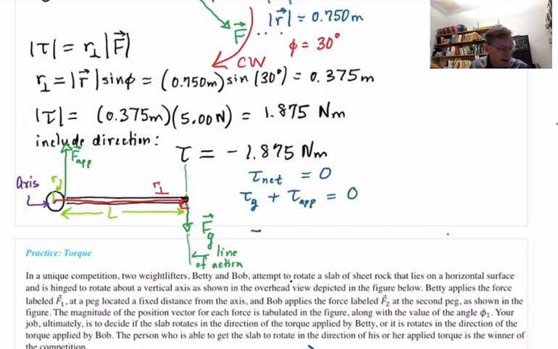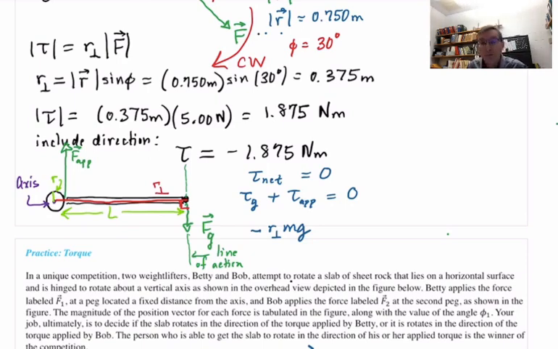So when I write the expression for tau g, I start with a negative sign. And then what I write is moment arm, R perp, times the magnitude of the force. Well, that's mg. Okay? All right. I'm going to come back to that R perp in just a minute.